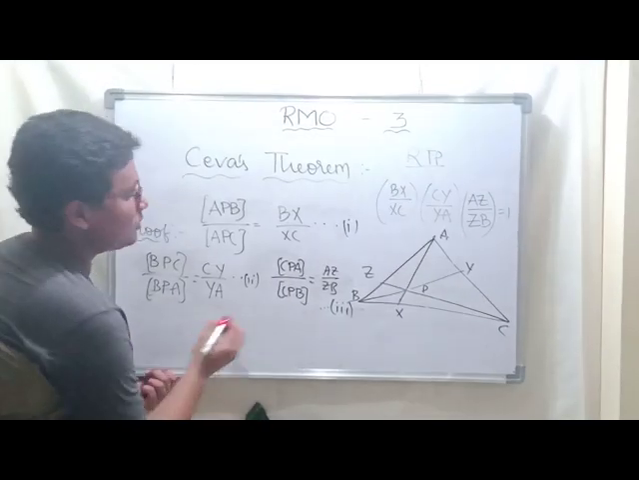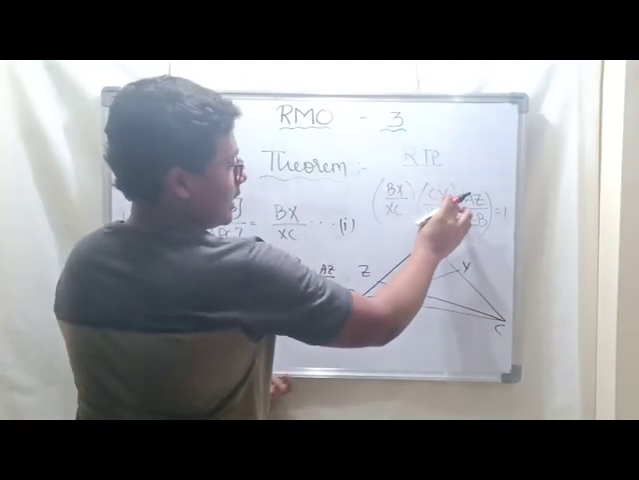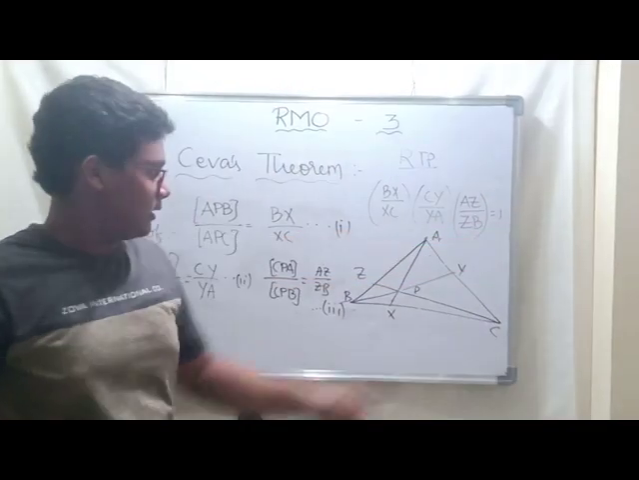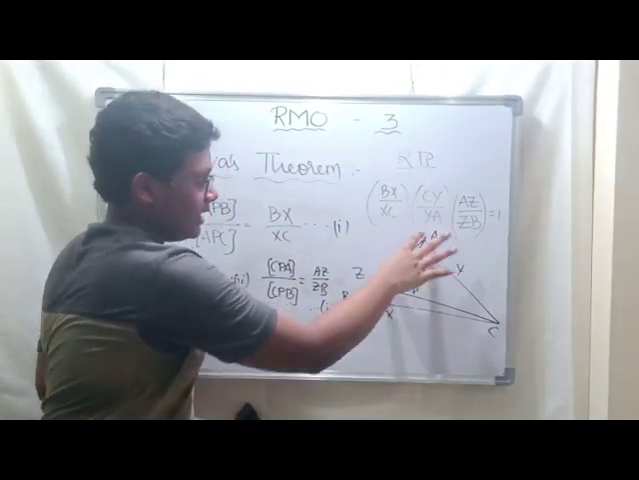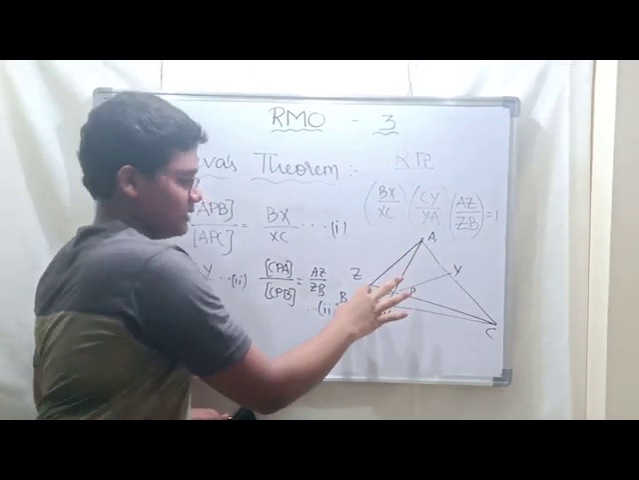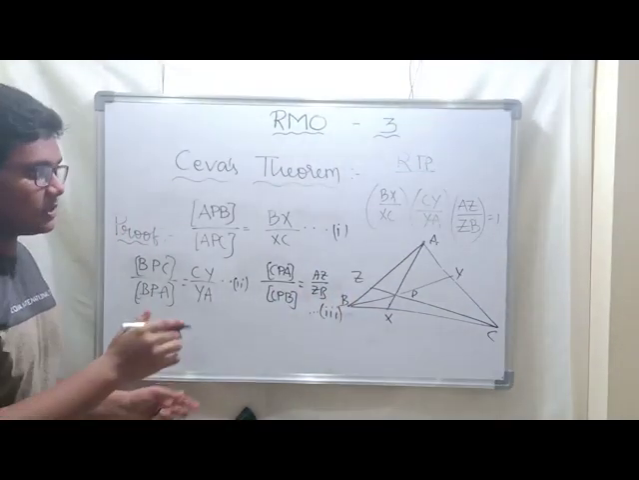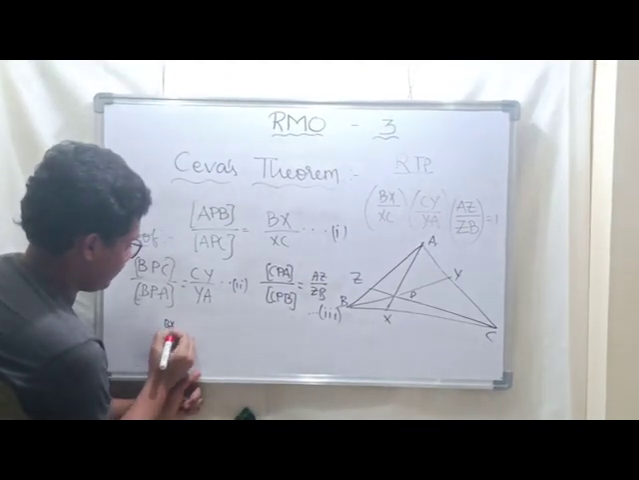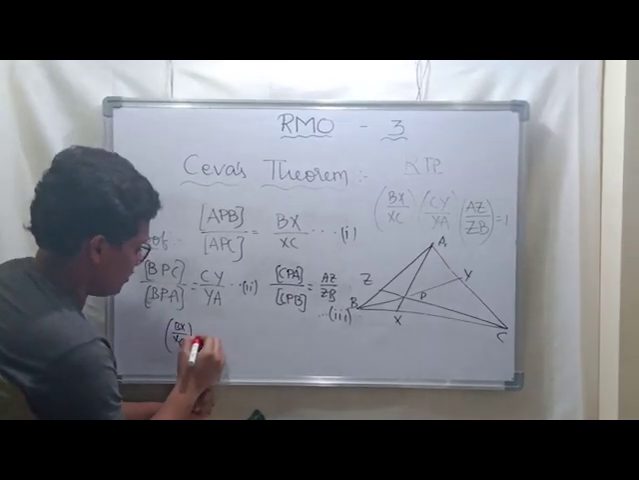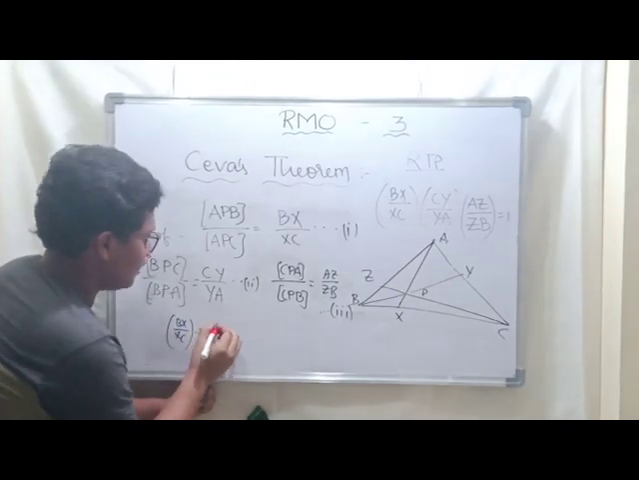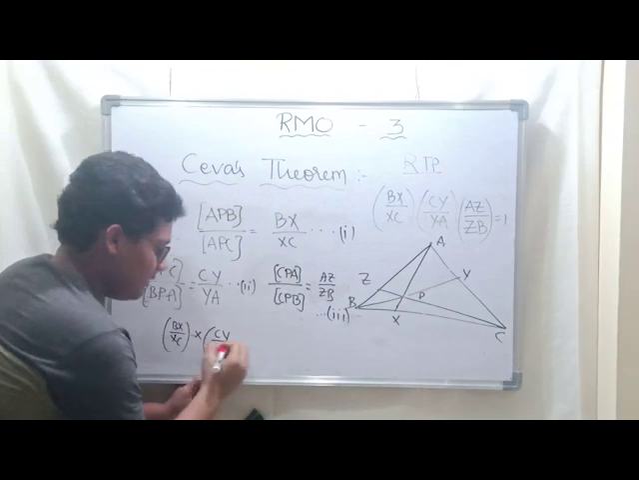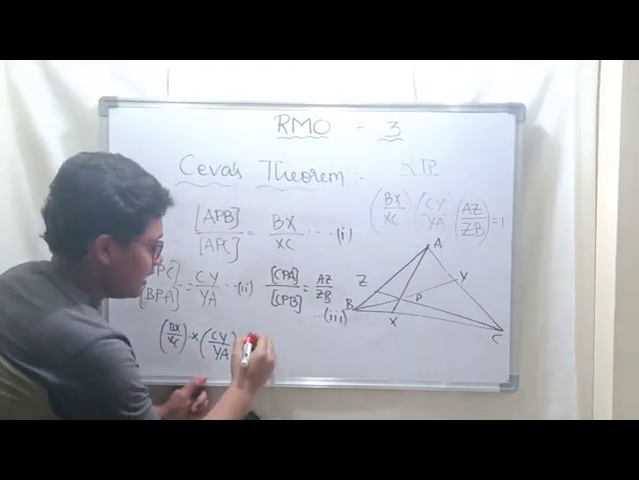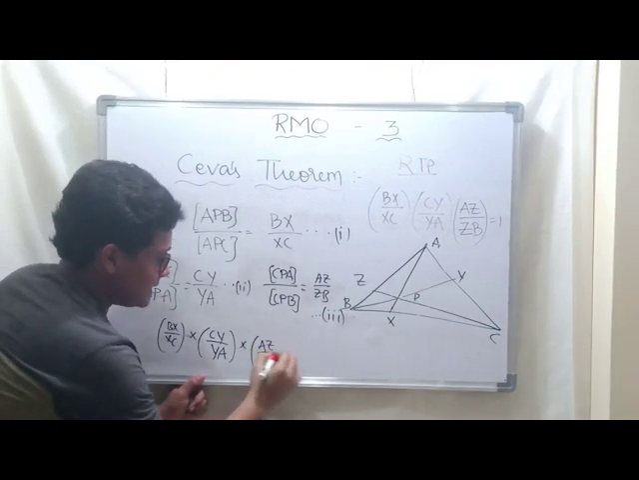Here we need to prove that BX by XC into CY by YA into AZ by ZB is equal to 1. It means BX by XC into CY by YA into AZ by ZB is equal to 1.